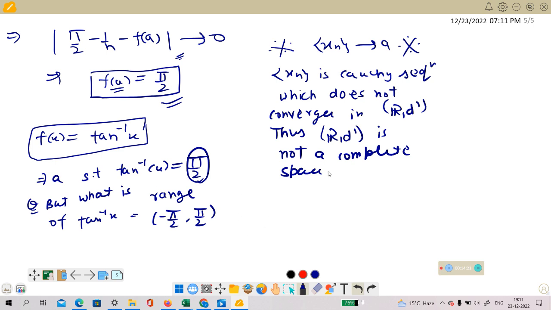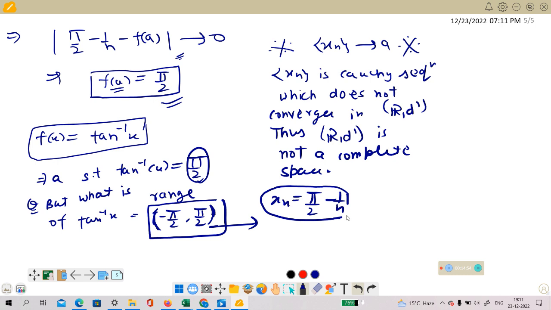Now the proof of this other example is done, but we can observe that somehow this happens because the function we have chosen, its range is not a closed set. You can see the pattern. What is happening? It's not a closed set, it's open. And we have constructed a sequence, pi by 2 minus 1 by n. Look where it converges. It is converging to pi by 2. So somehow the range of the function does play a role here.